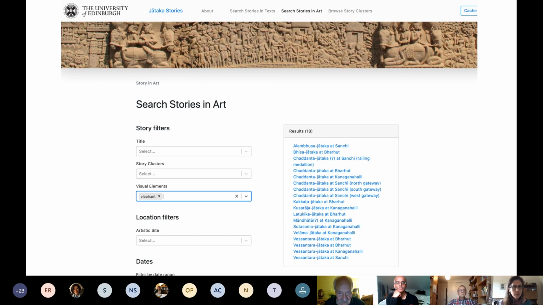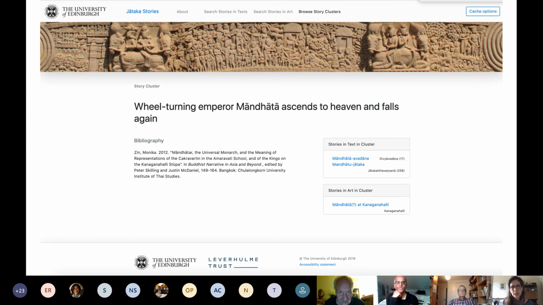My favourite feature, but also in some ways the most challenging, is the story clusters feature. And this was our solution to the question of how to link visual and verbal Jatakas together where they seem to be narrating the same or similar stories. And again, it's very much a work in progress, but it's already started to map how stories occur across different media and regions.